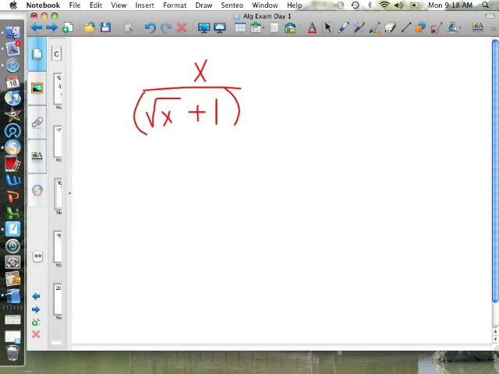You multiply by the conjugate, which would be the square root of x minus 1 times the top and the bottom.